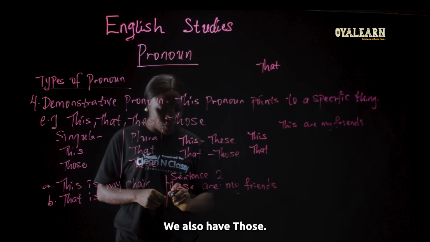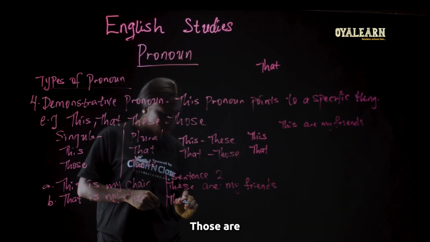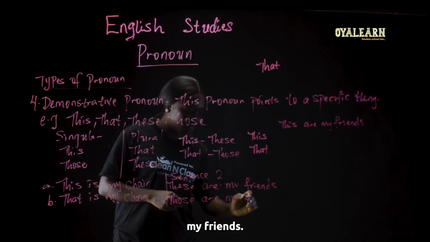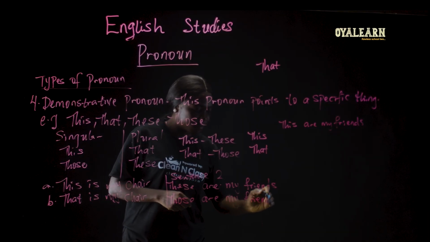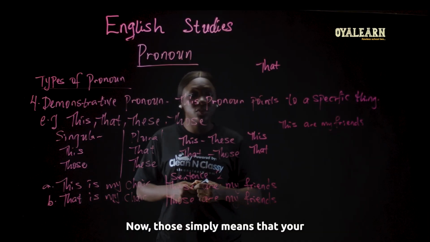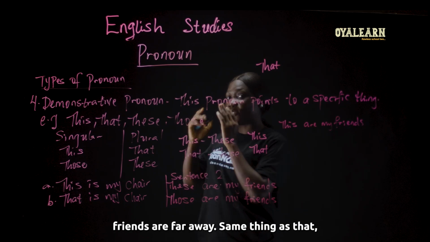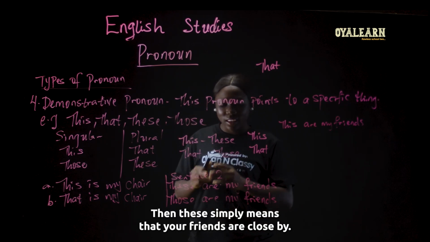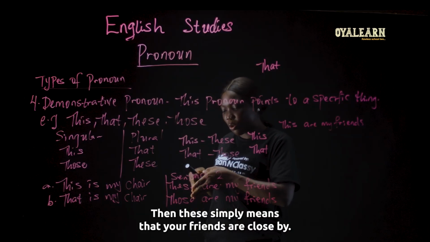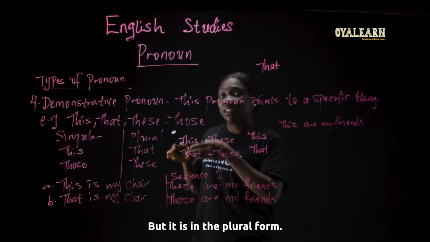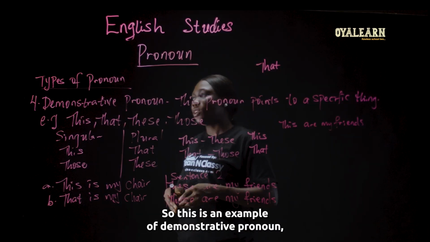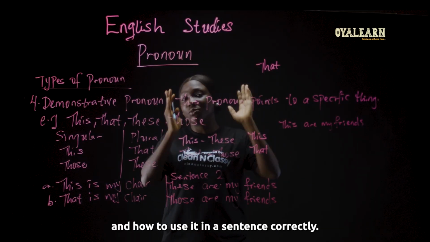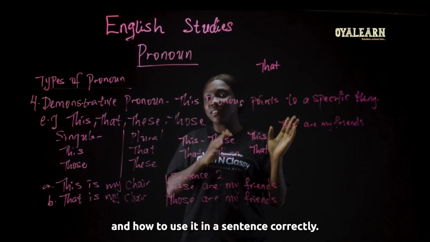We also have those. Those are my friends. Now, those simply means that your friends are far away. Same thing as that. Then these simply means that your friends are close by, but it is in the plural form. So this is an example of demonstrative pronoun and how to use it in a sentence correctly.